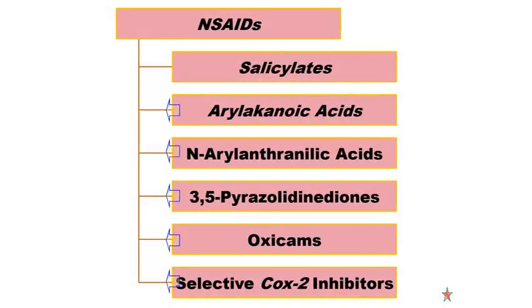The chemical classification of non-steroidal anti-inflammatory drugs is very specific: salicylates, aryl alkanoic acids, and aryl anthranilic acids, 3,5-pyrazolidinediones, oxicams, and selective COX-2 inhibitors.